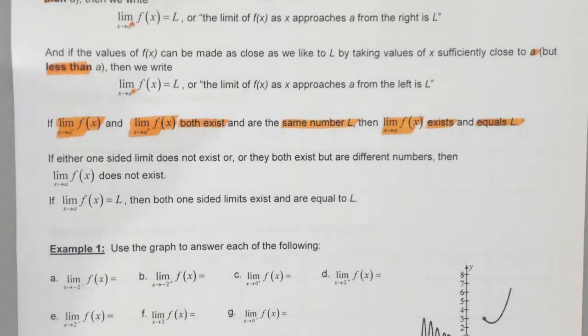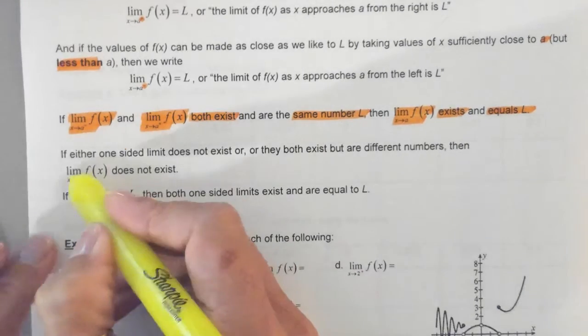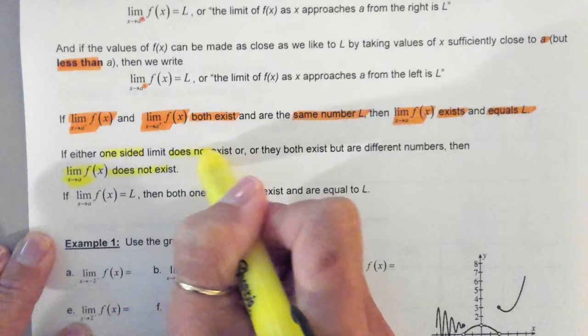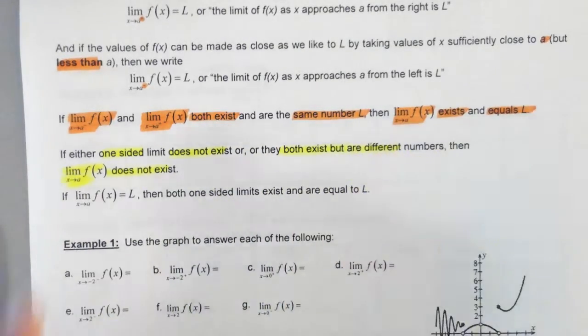Now, if you approach your given x value from the left and it doesn't exist, meaning maybe it's approaching infinity, it doesn't go to one specific value, and as you approach from the other side it goes to 5. If those values are different, then the overall limit doesn't exist, and that's what that next statement is saying. If either one-sided limit doesn't exist or they go to different values, then the limit overall as x approaches A of f of x does not exist. So if you have a one-sided limit that doesn't exist, or they both exist but are different.